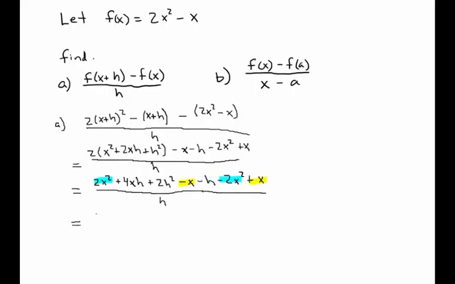And now I'm going to factor an h out of everything remaining in the numerator. So this is equal to h times 4x plus 2h minus 1, all divided by h. And the h's now cancel, and our answer is 4x plus 2h minus 1.